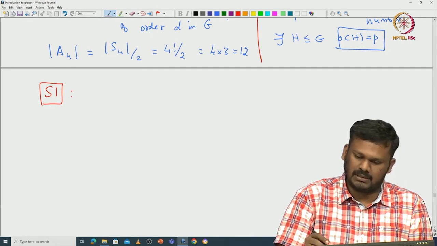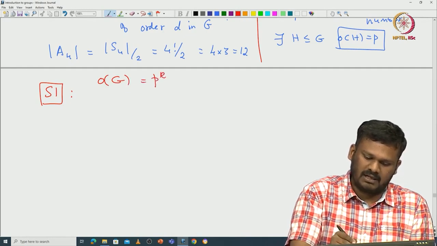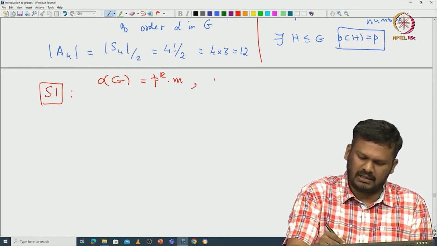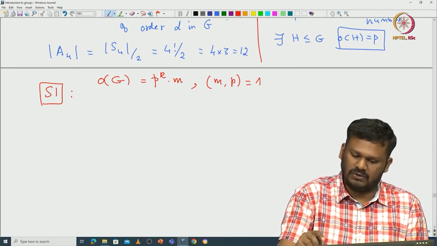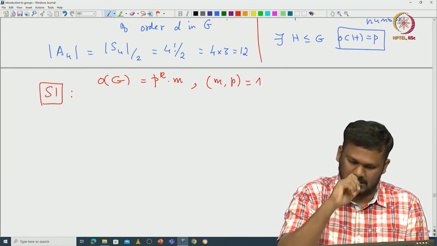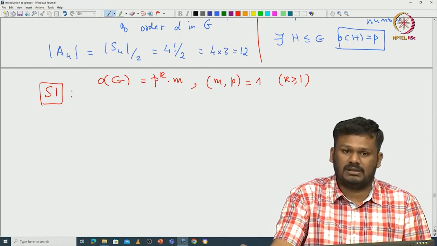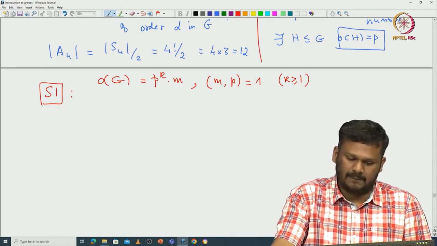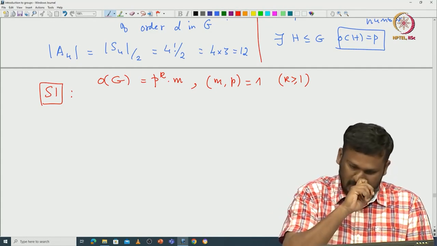Before that, let's fix some notation. Let us say that the order of the group is exactly p to the power k times m, where m and p are relatively prime. P is a divisor, and we assume that k is greater than or equal to 1, otherwise there is nothing to say. So p is a divisor of the order of G, and p to the power k is the highest power of p such that p to the power k divides the order of G. That means p doesn't divide m, so p and m are relatively prime.